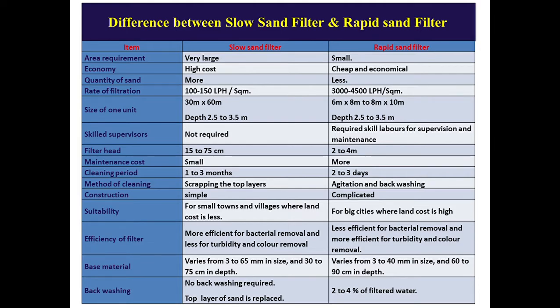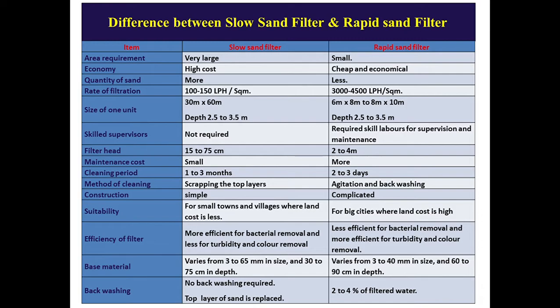Then, what is the basic difference between slow sand filter and rapid sand filter? First of all, area requirement. The area required for the slow sand filter is very large as compared to the rapid sand filter. Economy. Slow sand filter has a higher cost than the rapid sand filter. Quantity of sand: as the area requirement of the slow sand filter is very high, the sand quantity in slow sand filter is more as compared to the rapid sand filter.